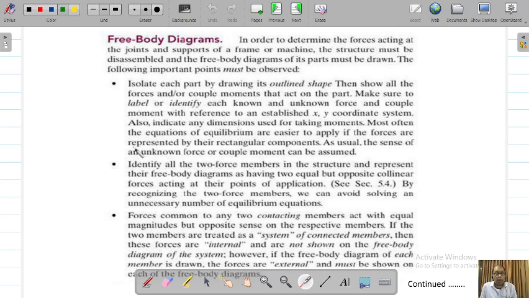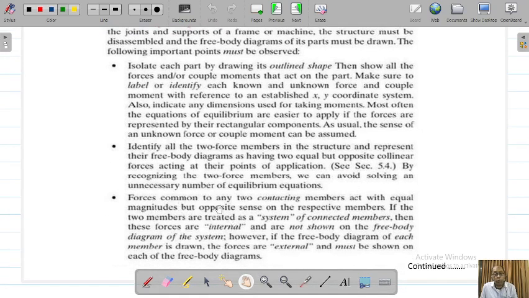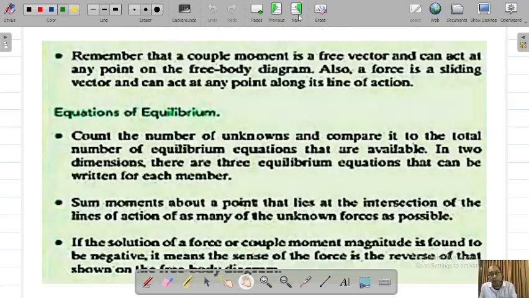Number two, you need to identify all the two-force members in the structure and represent their free body diagram as having two equal but opposite collinear forces. Number three, forces common to any two contacting members act with equal magnitude but opposite sense on the respective member. This is a very important point: if the two members are treated as a system of connected members, then these forces are internal. So at the joints the forces are always going to be internal. We will apply these concepts when we solve the problem.